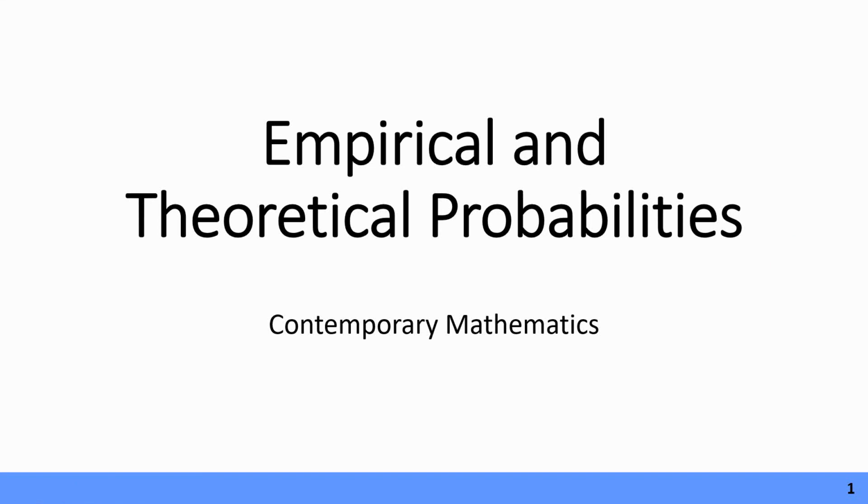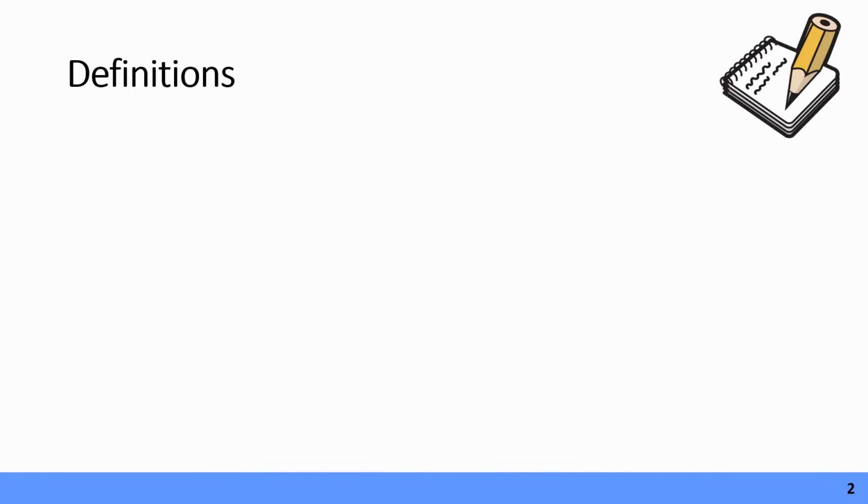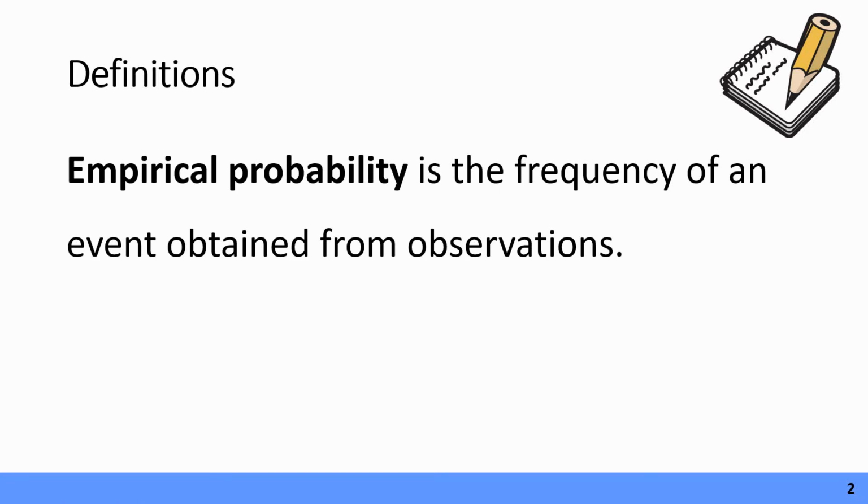All right, so here we're going to start the probability unit already. So our first section is called the empirical and theoretical probabilities. So let's go ahead and just start by going over the definitions because I know the two words kind of seem scary. So the first one is what we call empirical probability.